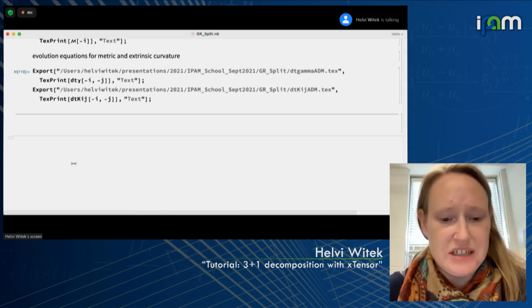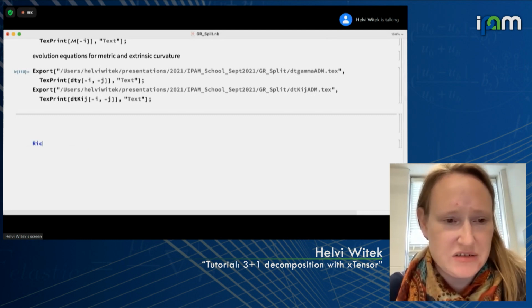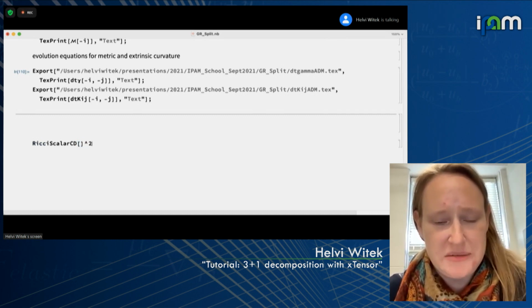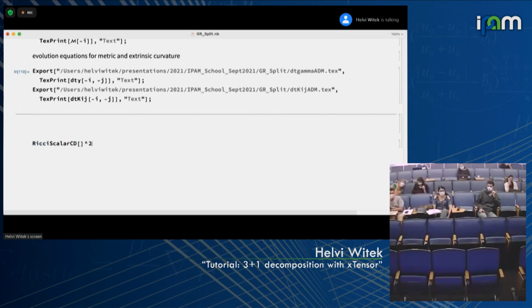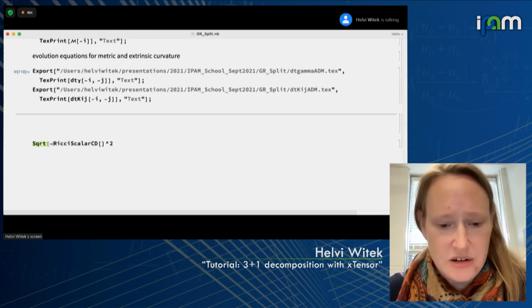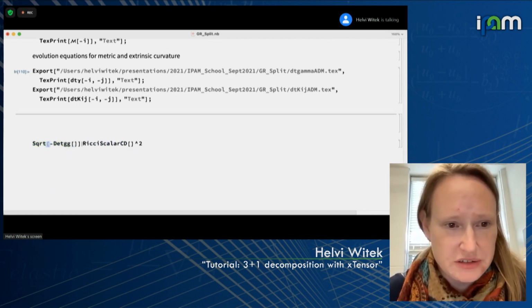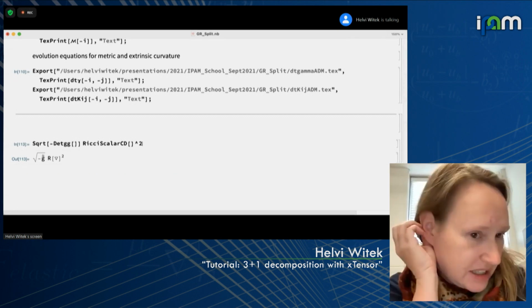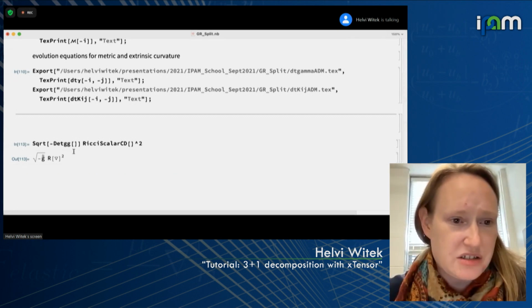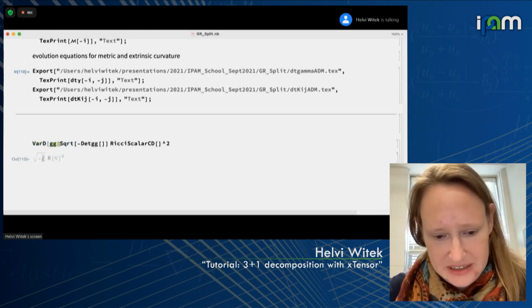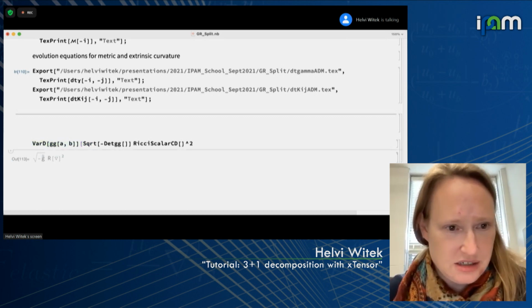Okay, so what we wanted to do here was to take the Ricci scalar squared, as an example. Then we also have here our minus determinant of the 4-metric. And the first part, as I said, if you want to vary this with respect to the metric, let's just do this.